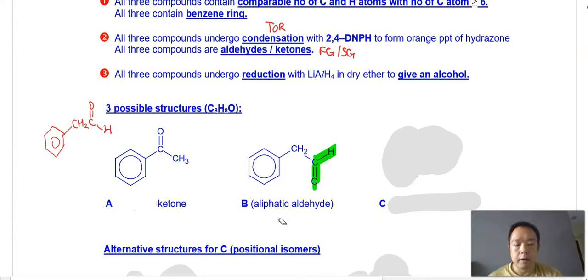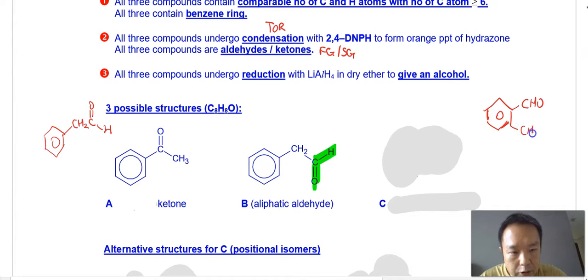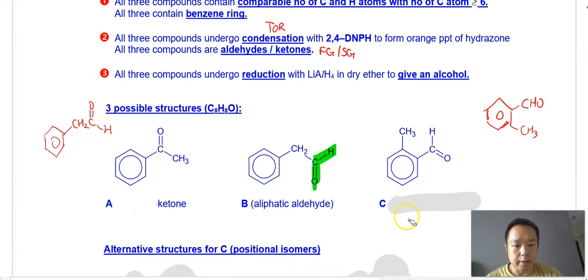Now last but not least, instead of having an aliphatic aldehyde, I can also have an aromatic aldehyde. So instead of having a CHO that's away from the benzene ring, let's put a CHO aldehyde group directly next to the benzene ring. And then the question is, where do we put the remaining carbon? You can have a CH3, for example, at a 1,2 position if I want to. So that's 1 of 3 possible isomers. In this case, we get an aromatic aldehyde.